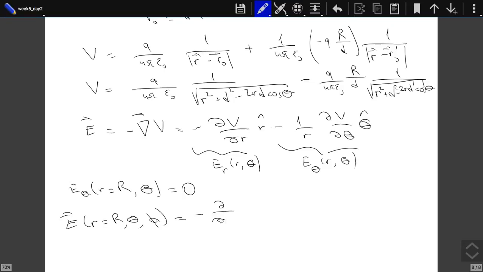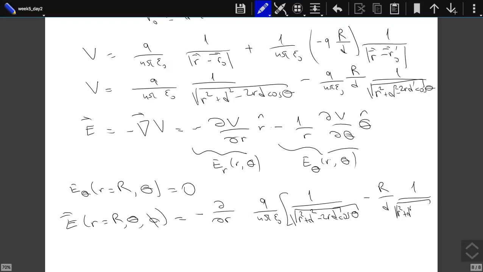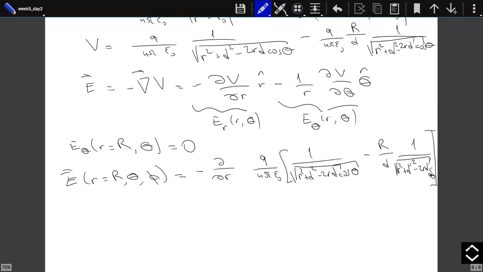minus del over del r of q over 4 pi epsilon 0, 1 over the square root of r squared plus d squared minus 2 r d cosine theta, minus R over d, 1 over the square root of r squared plus d prime squared minus 2 r d prime cosine theta. I should take that derivative with respect to small r and then set small r equal to capital R. Let's do that.